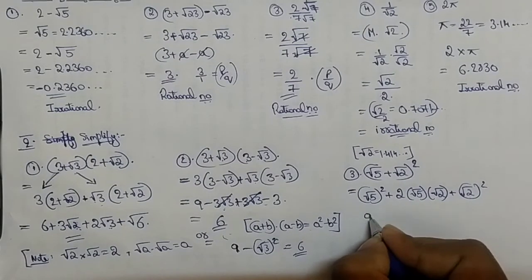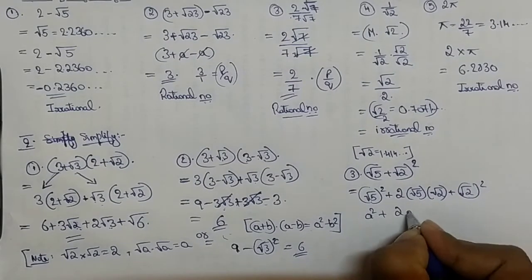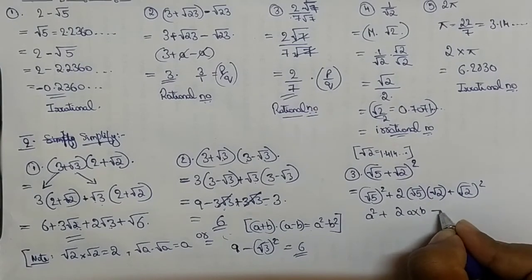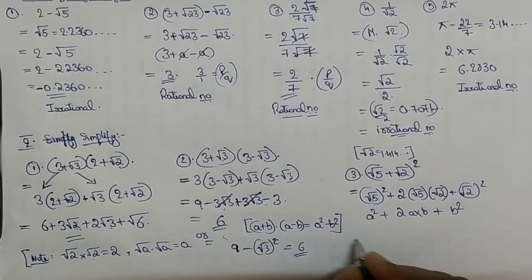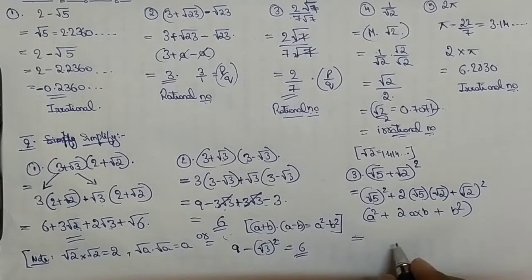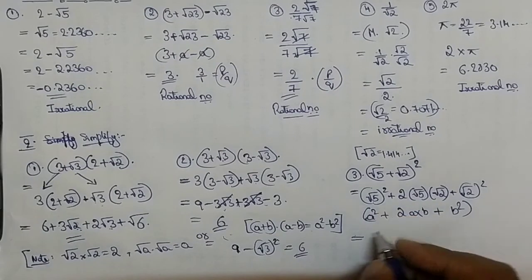Why? Because the formula is a square plus 2a multiplied by b plus b square. This is reference. Now square and square root get cancelled.